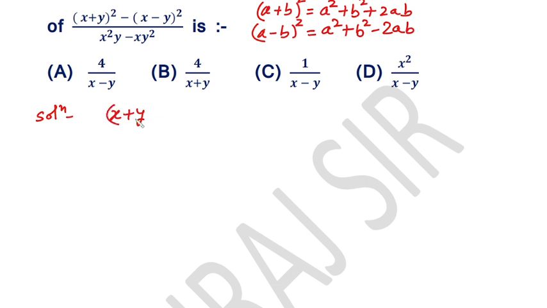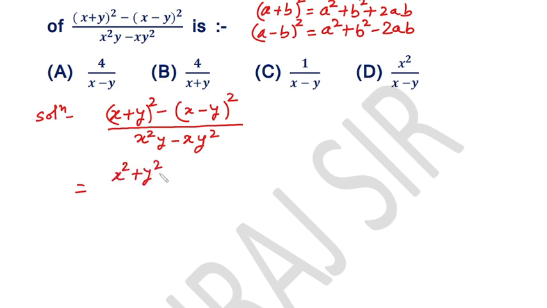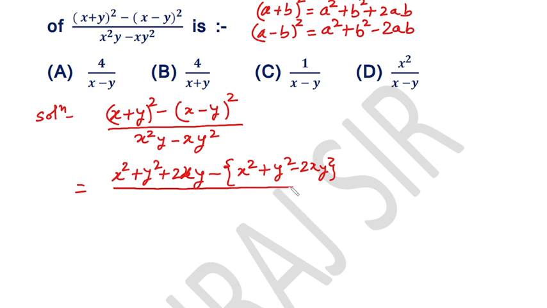x plus y whole square minus x minus y whole square over x square y minus x y square. Compare this x plus y whole square with this identity. We will expand this expression like this. x square plus y square plus 2xy minus x square plus y square minus 2xy over x square y minus xy square.